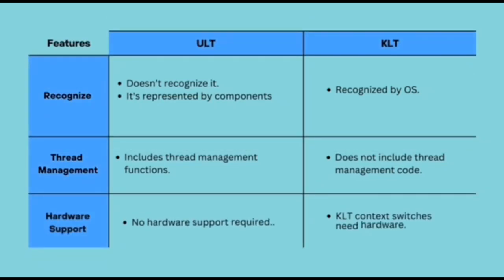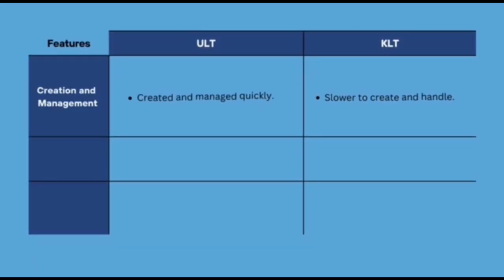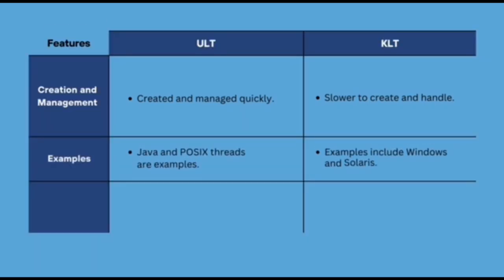In the hardware support feature, for ULT, it doesn't need hardware support, and for KLT, context switches require hardware support. Next, for the feature creation and management, for ULT, it may be created and managed much faster, and for KLT, it is more time consuming to create and handle. In the feature examples, for ULT, some instances of user-level threads are Java threads and POSIX threads. And for KLT, some instances of kernel-level threads are Windows and Solaris.